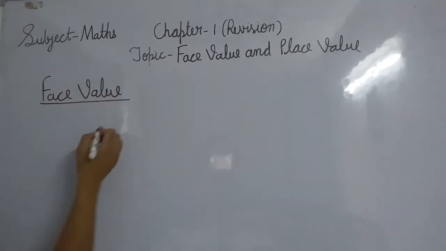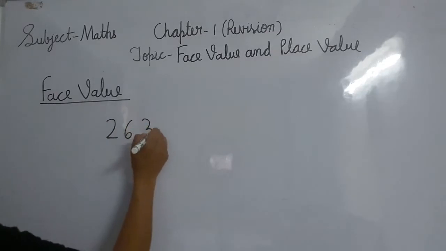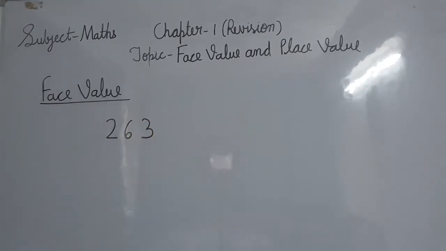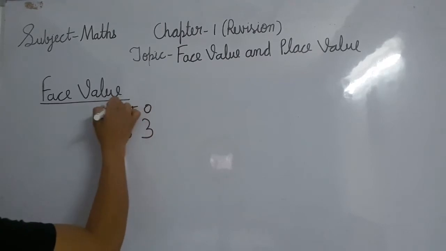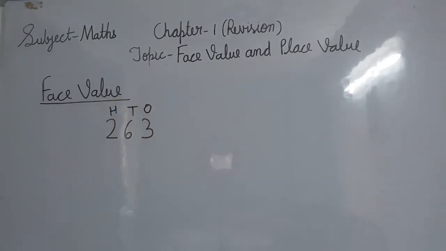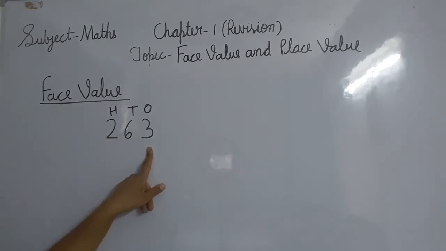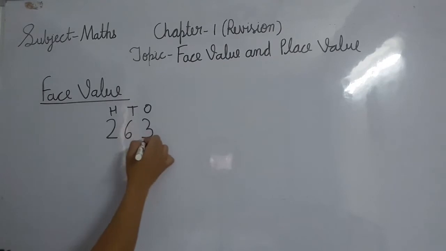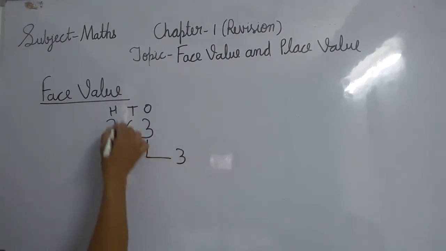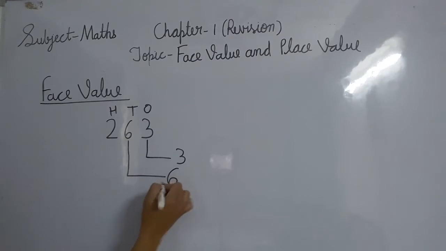If I am writing any one number here, let's take a small number. So here we have to find the face value of this number. What is the number here? 263. Ones, tens, hundred. So what is the meaning of face value? Face value means whatever is the number here, that is the face value of that number. Means the face value of 3 is 3 only. The face value of 6 is 6 only. The face value of 2 is 2 only. So whatever is the number, that is the face value of that number, like a face.